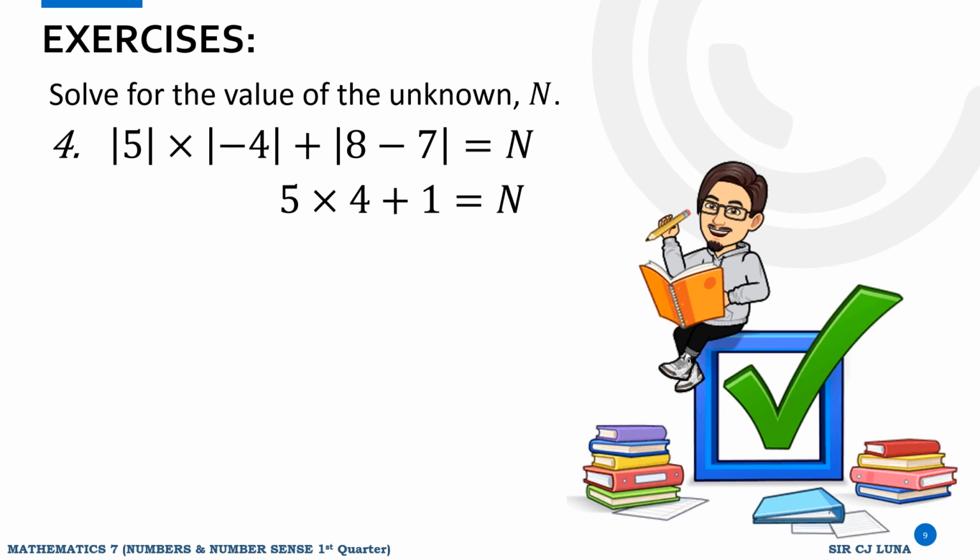Okay? So, paano mo ngayon ito isa-simplify? Sundan natin yung MDAS rule. Di ba? Multiplication, division, addition, subtraction. So, dito sa ating problem, mauuna yung multiplication. We have 5 times 4. What is 5 times 4? 20. Okay? So, 20 plus 1 is 21. And that is the answer. 21 is equal to n. Okay? May tanong po? Good.